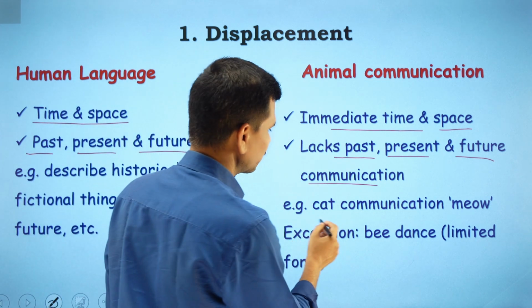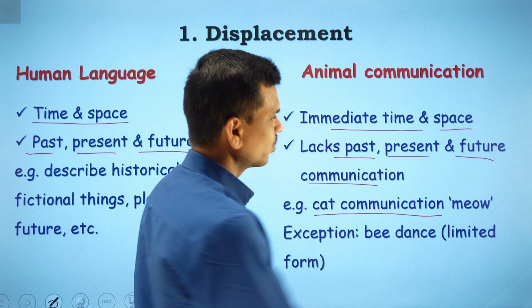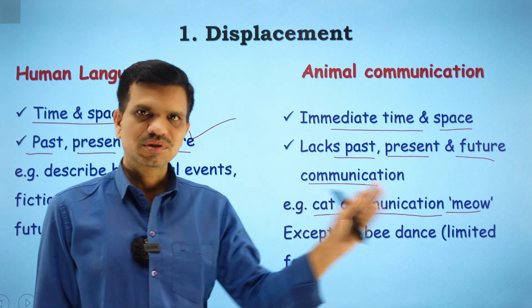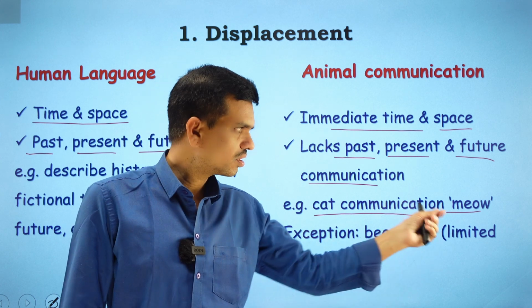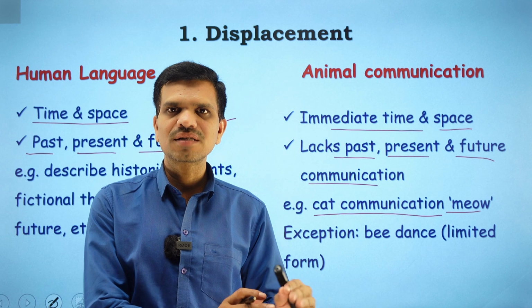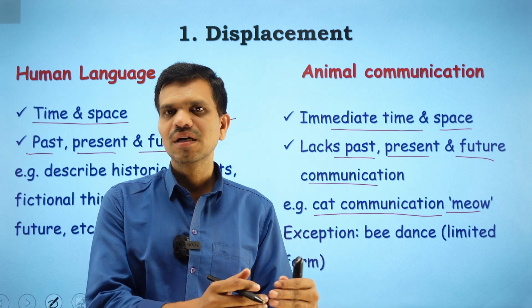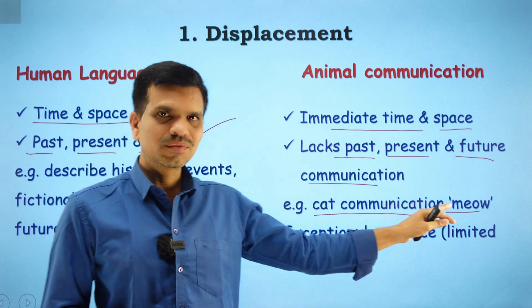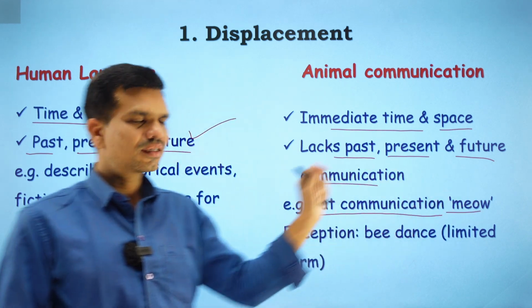It's a very simple example: cat communication. The very word here we have is meow. If a cat says meow, or just produces the sound meow, what does it mean? It means something has happened recently, or something has happened in the immediate past. This is regarding animal communication.